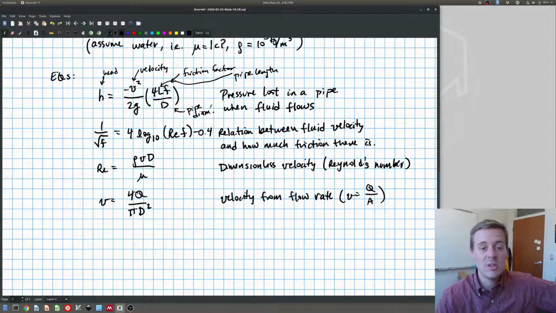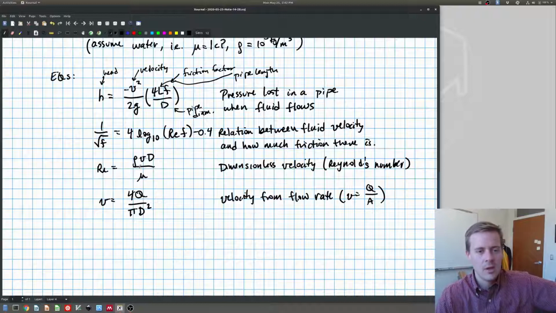Okay, so we've seen some of these already, but some of them we haven't seen yet. And this one here, the pipe diameter, that's what we're trying to find. Okay, the next thing here is there's this relationship between the friction factor F and this Re here, which is the Reynolds number, which we get out.